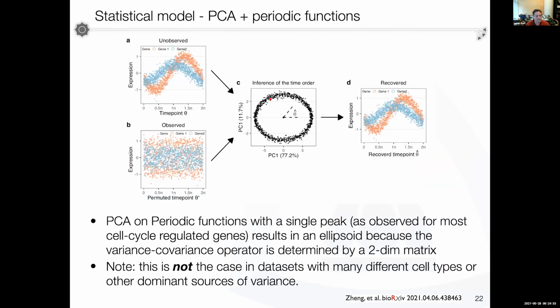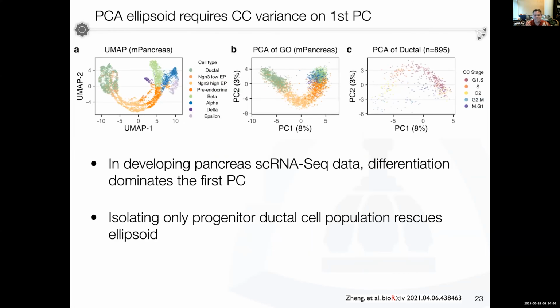So we actually did a deep dive into some of the math behind this, and it turns out that when you do PCA on periodic functions, which is what you usually get from most cell cycle regulated genes, and periodic functions with a single peak, meaning genes that only peak once during the cell cycle, the result is an ellipsoid in PCA because the variance covariance operator is determined by a two-dimensional matrix. And importantly, this is not the case when you look at data sets that are not dominated by cell cycle in the first principal component, as you would expect.